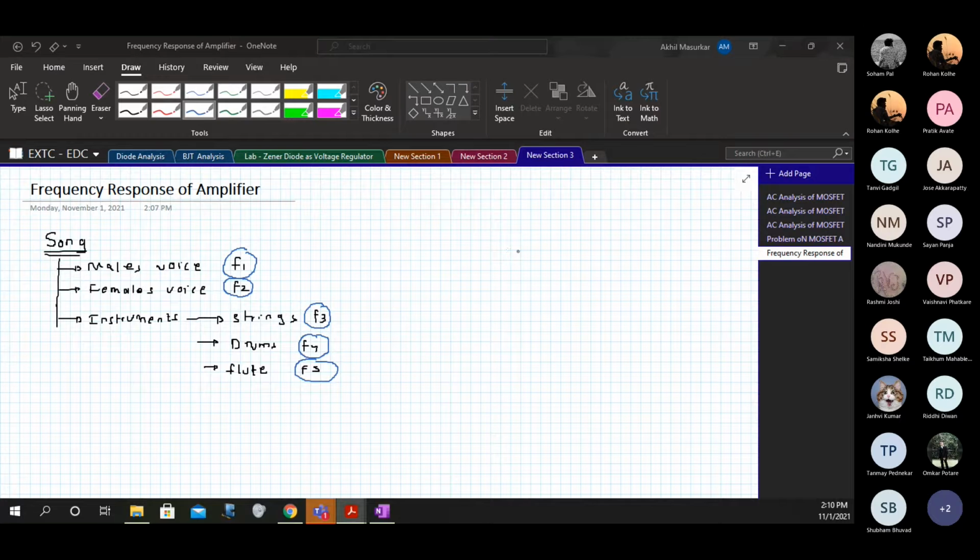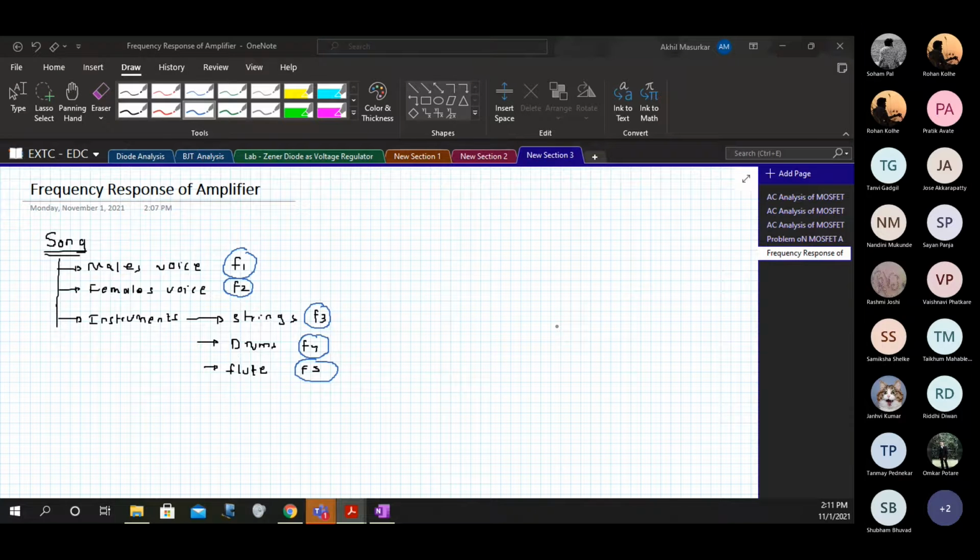What we want is that the amplifier should amplify each and every frequency with the same amount of gain. That means the multiplication factor should be the same for all the frequencies. This is also true in volume control. Let us say that sometimes you want to increase the volume. So all the frequencies, all the sounds in that signal should get amplified by the same amount.